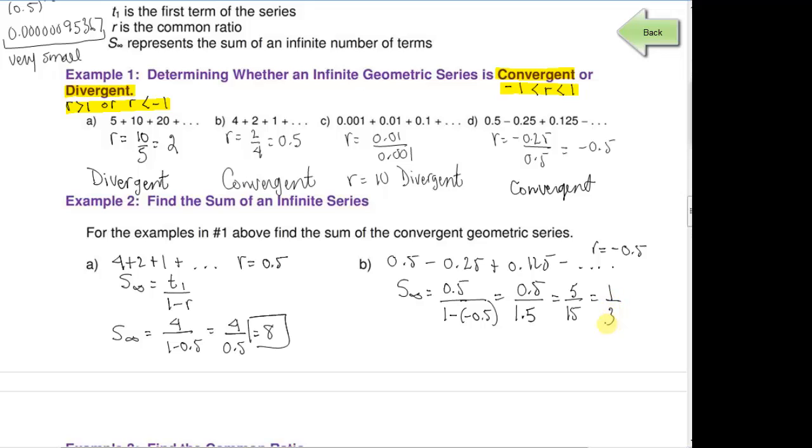1 over 3. Okay, and we don't want to write our sum for this example as a decimal, because 1 over 3 gives you a repeating decimal, which is not an exact value, because you're going to have to round it off. So we're going to leave it as 1 over 3 because this is an exact number. Okay, so that concludes our little video for examples 1 and 2.